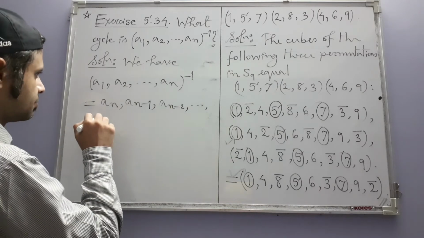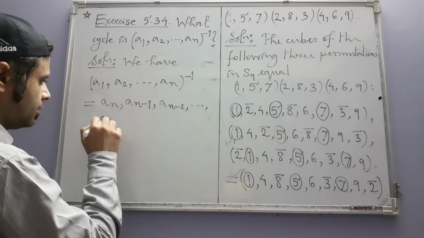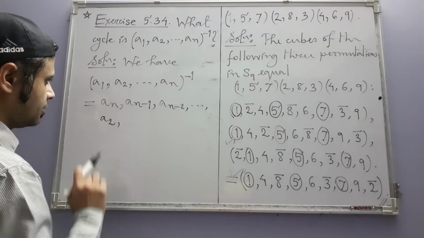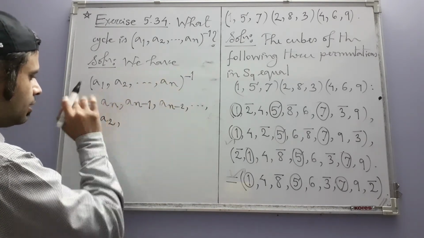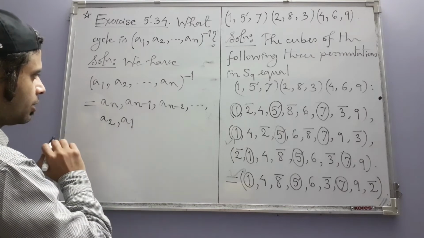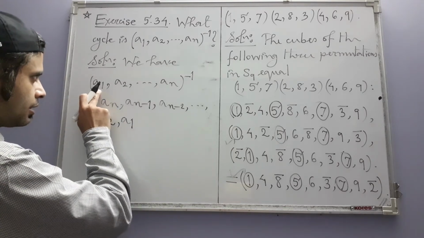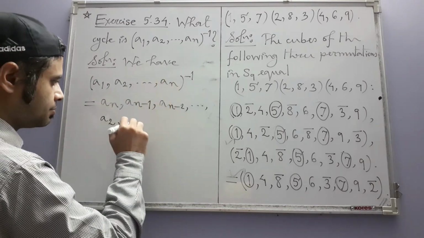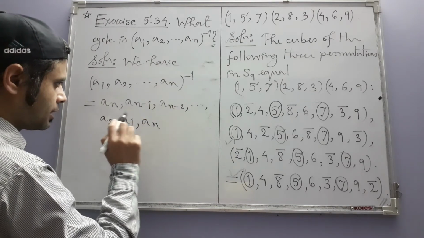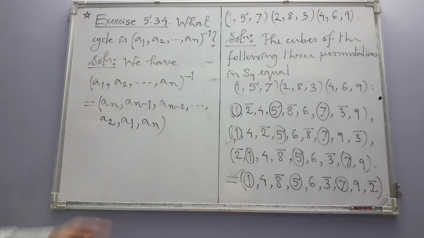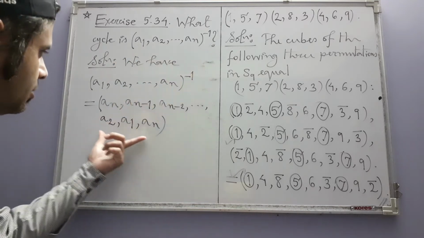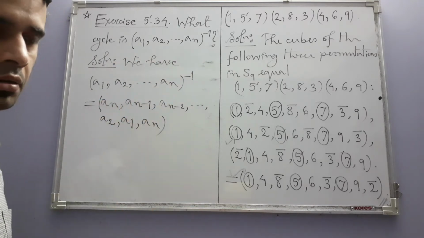And at one stage you will reach A2, whose image under the inverse map is A1, and the image of A1 under the inverse map is AN. Note that these two things in general are entirely different mappings. The original cycle and this cycle, this is also an N cycle.